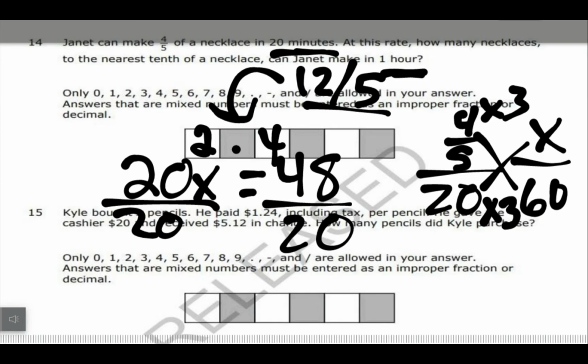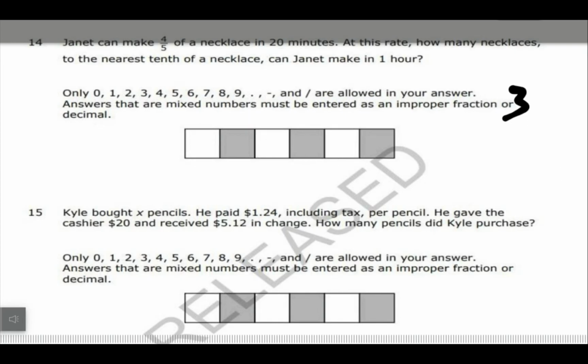All right, and then the last one, number 15, said Kyle bought X pencils. He paid $1.24, including tax per pencil. He gave the cashier $20 and then received $5.12 in change. How many pencils did Kyle purchase?